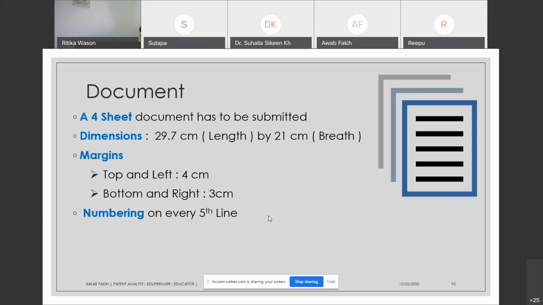This is something you don't follow in any other document, but this is what you have to follow when you draft the patent application. You have to follow these norms. Rest everything is very, very simple, which everyone follows.